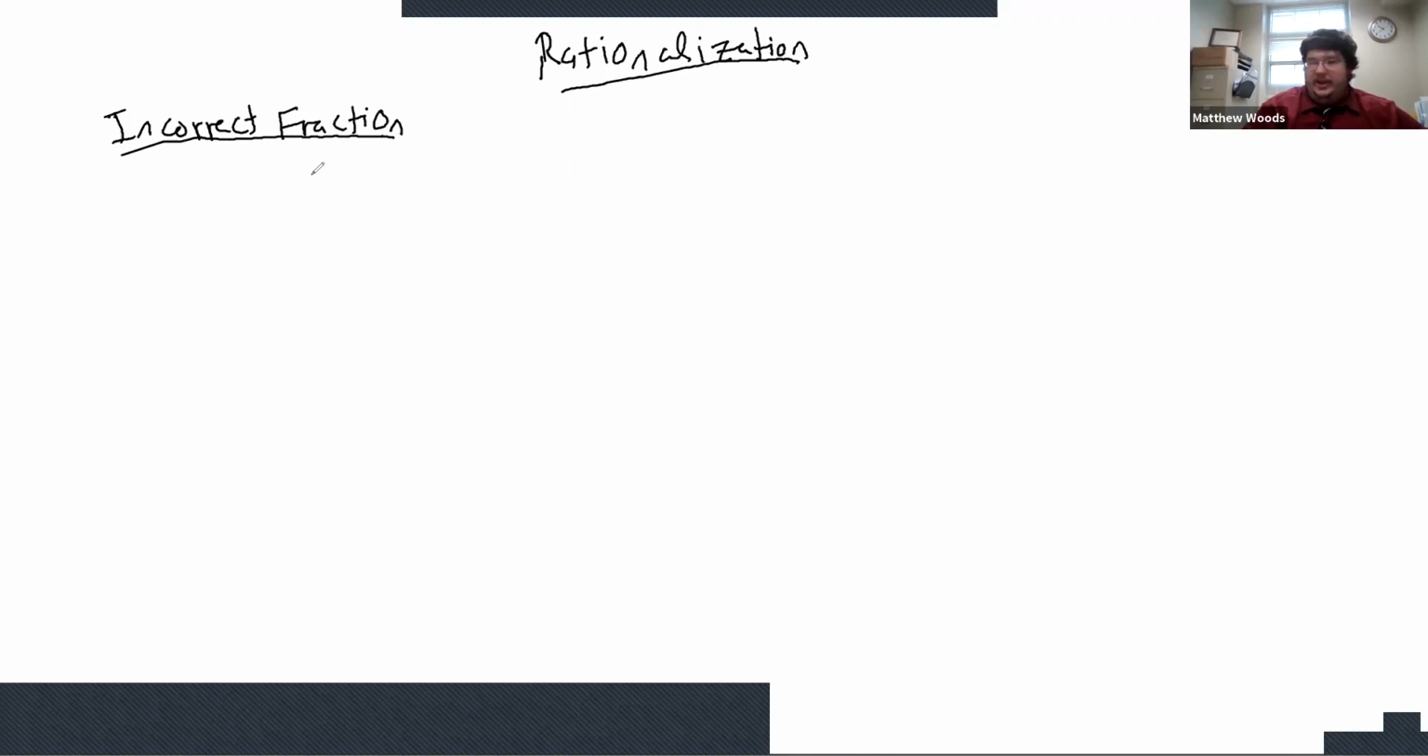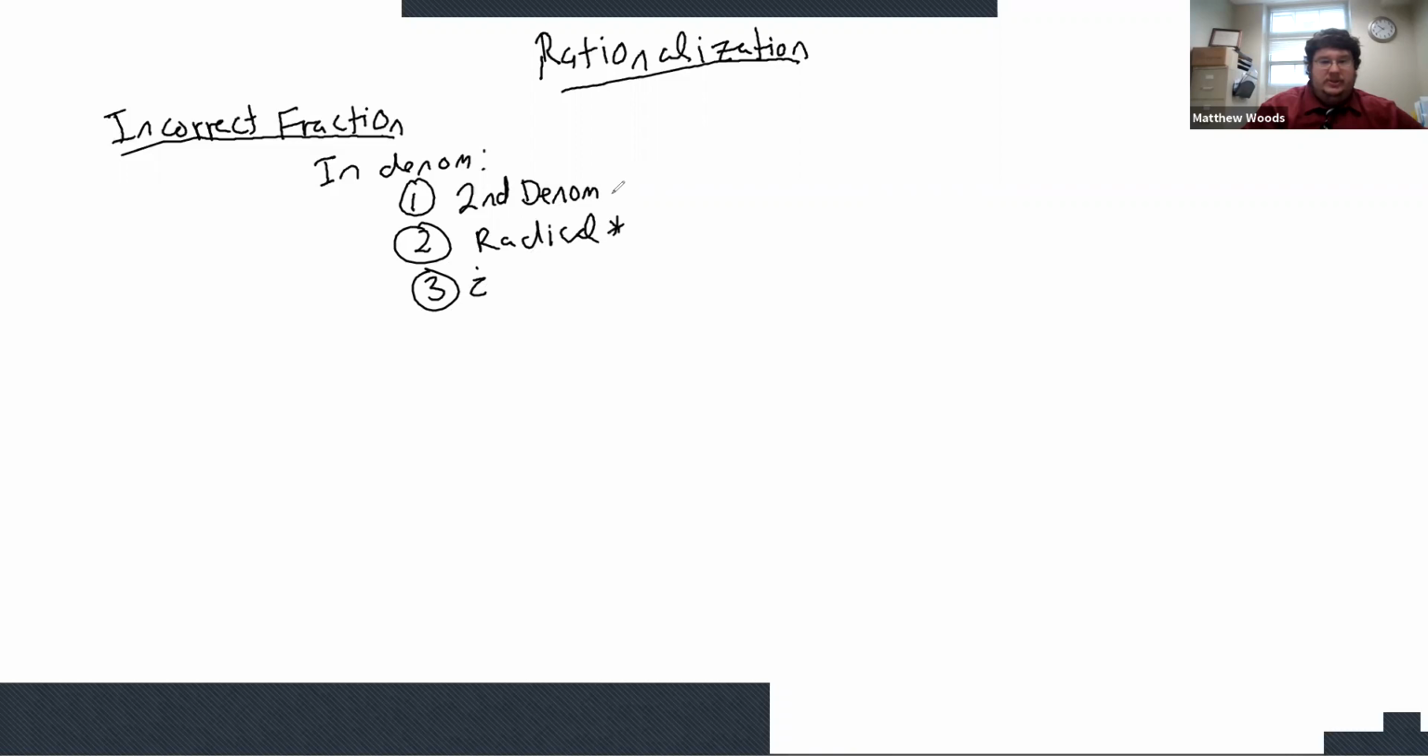So incorrect fractions have one of three things in the denominator. They could have a second denominator. They could have a radical. Or they have an imaginary number. Now, we've toned down the amount of imaginary numbers that we use on the placement, so these are the only ones we're going to focus on.